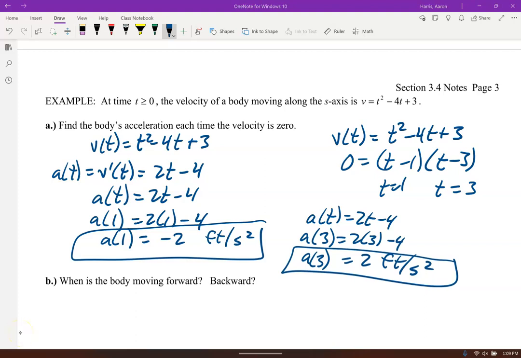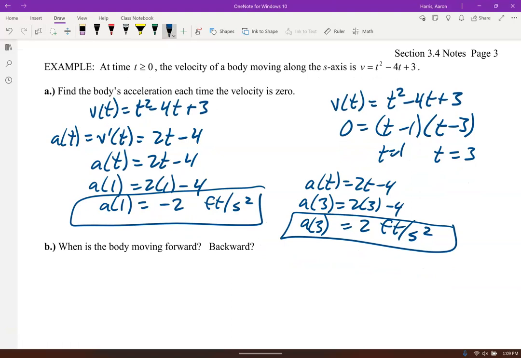All right, here it says, when's the body moving forward? Well, the body will be moving forward. So think about maybe right and left instead of up, down now. Forward, backward. Forward would be your velocity is positive, right? So when's your body moving forward? When the velocity is positive. When would it be moving backward? When the velocity is negative, right?